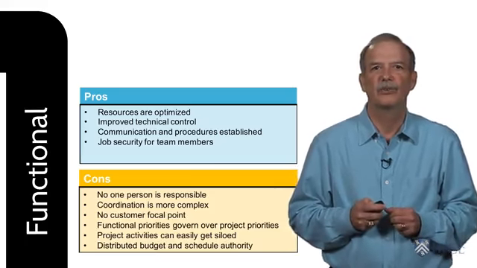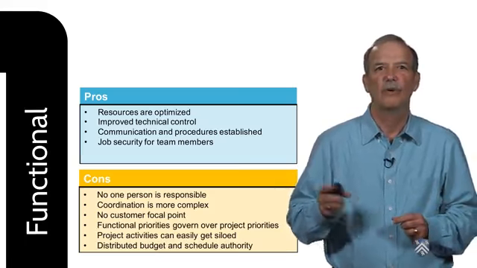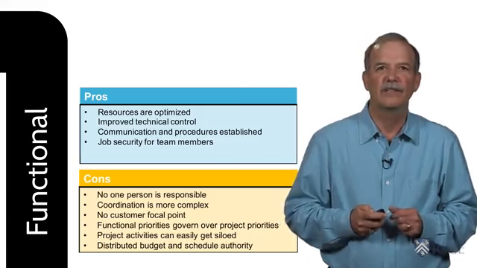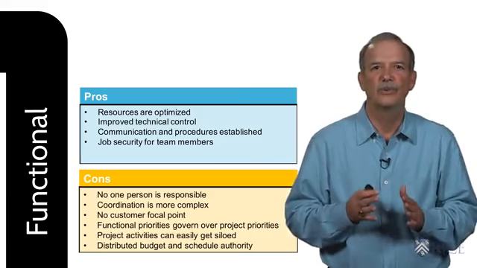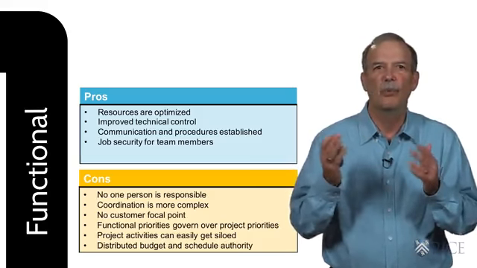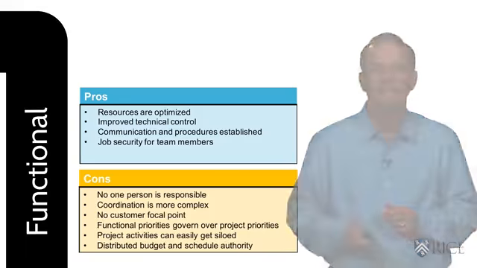Obviously, the functional manager is going to favor the functional priorities over the project priorities. The project activities can easily get siloed, with each group and each function working independently, and then the functional managers hoping it all fits together at the end.